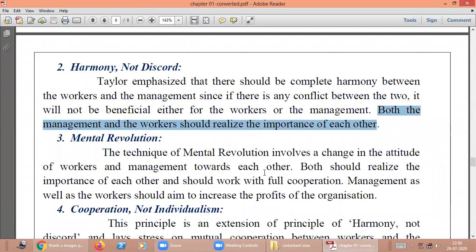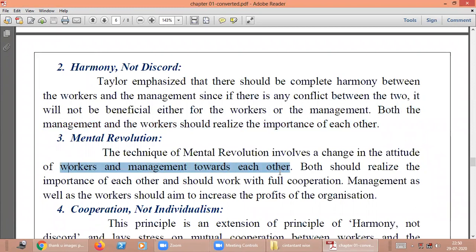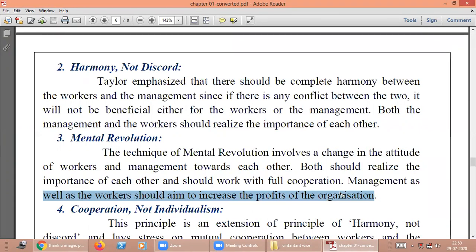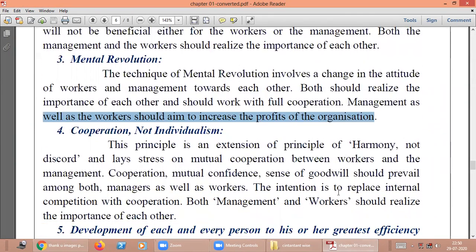Next, mental revolution. Mental revolution is changing the attitude of the workers towards each other, which means they will work towards the goal. To achieve the goal we fix, what do we need? Mental revolution. Without a mental revolution, we cannot achieve our goal. So management has to build work with the aim of increasing the profit of the organization. So our first goal is to increase the profit.